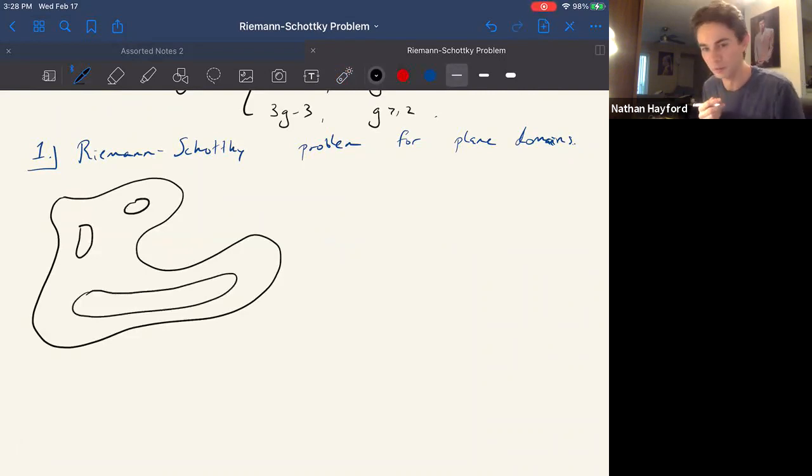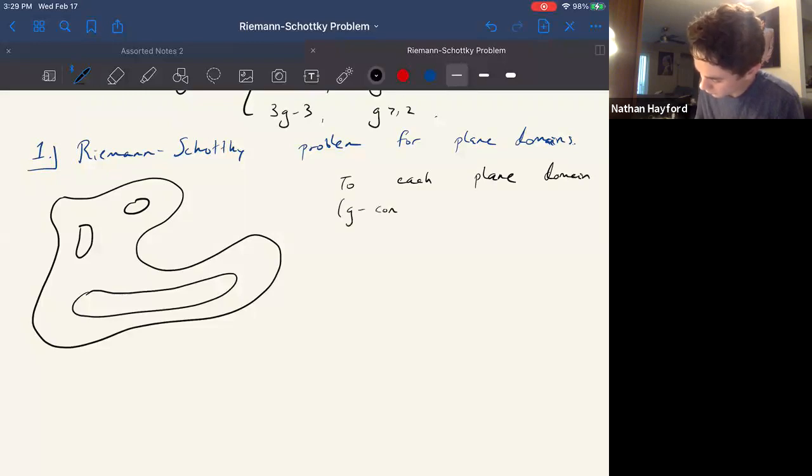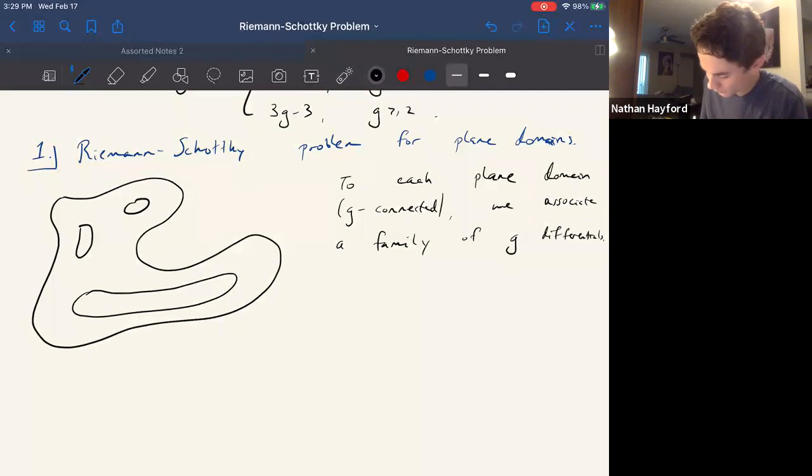And we're going to associate some differentials to this domain. So to each connected plane domain, we're going to associate a family of g differentials. And how are these differentials defined? Well, they're defined in terms of harmonic measures.